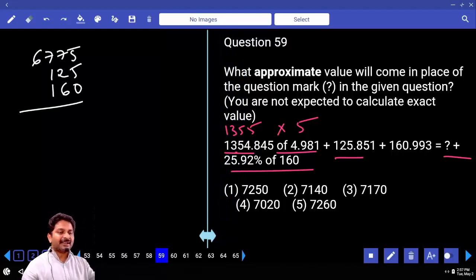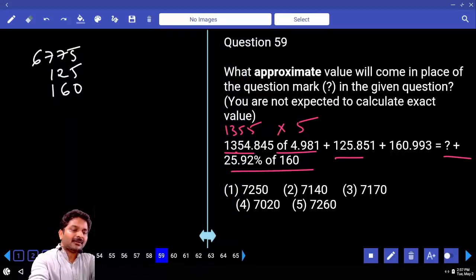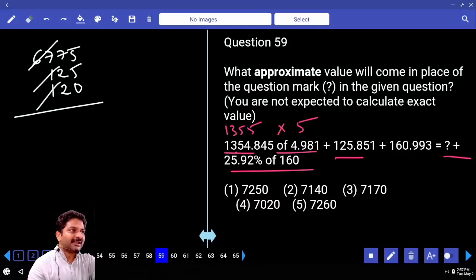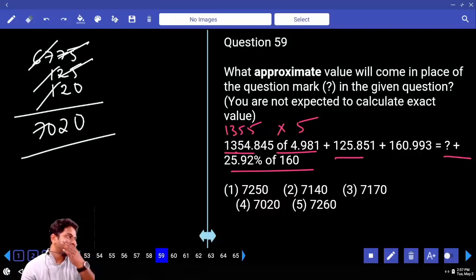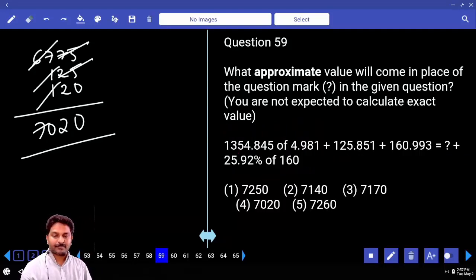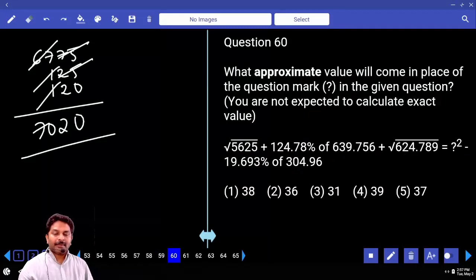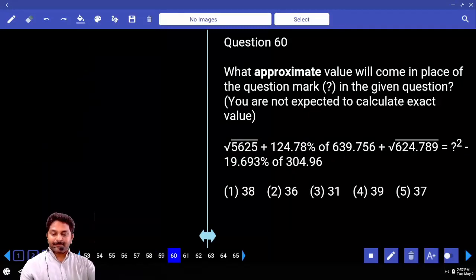25% of 160, 40 comes on the left hand side only. Come on. Shall we remove that 40 from 160 and directly write 120? 6700, 6800, 6900, 7020, 7020. Right, 5625. Come on.